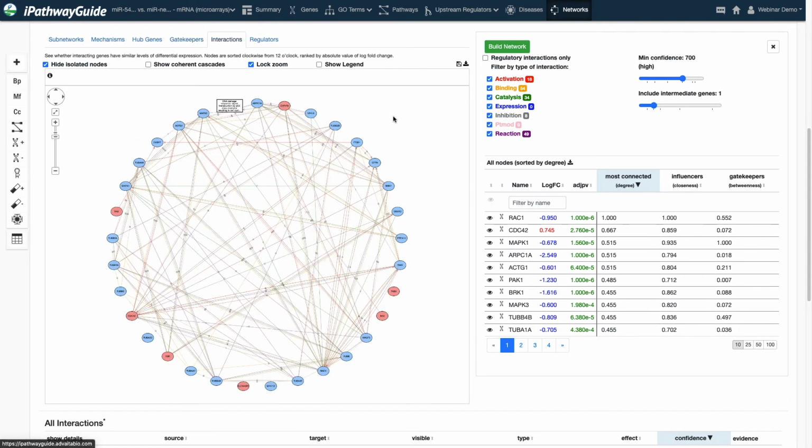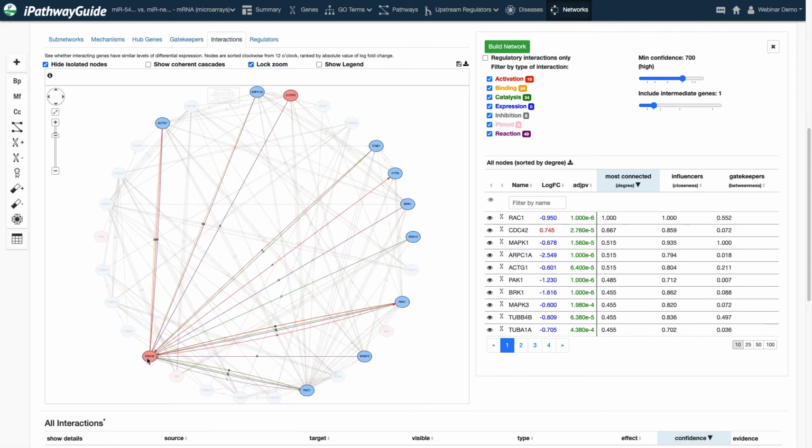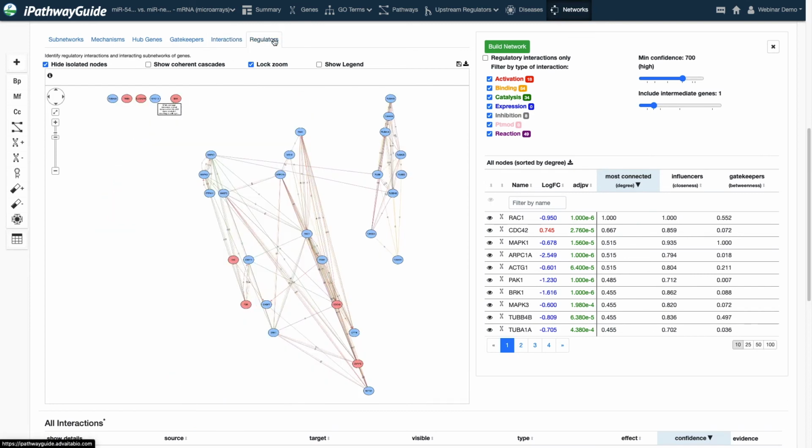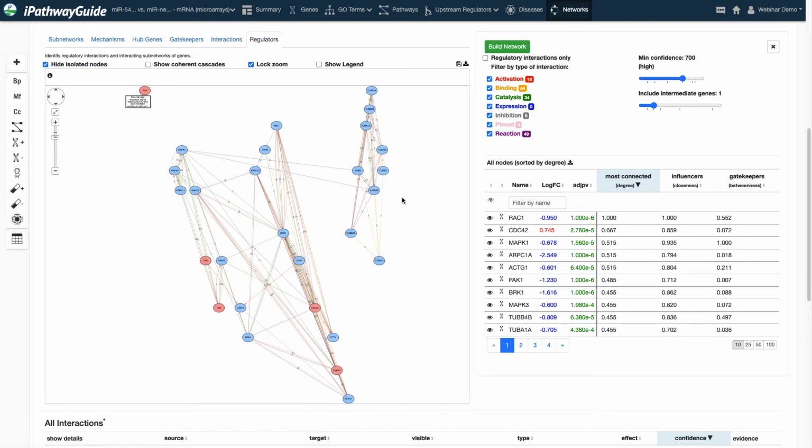Okay. Interactions lets you see where you have a concentration of edges. And the Regulators tab arranges things vertically according to the flow of information. So if A is upstream of B, then A will be above B, essentially.